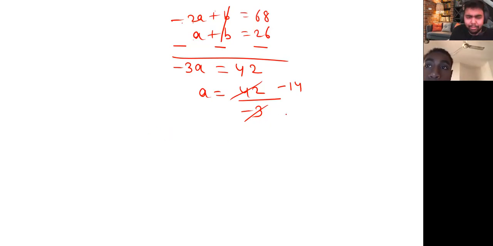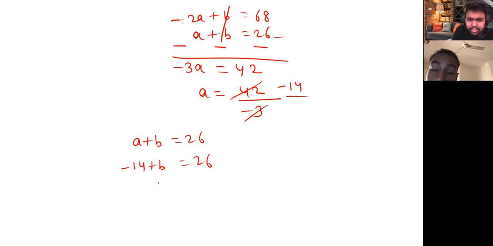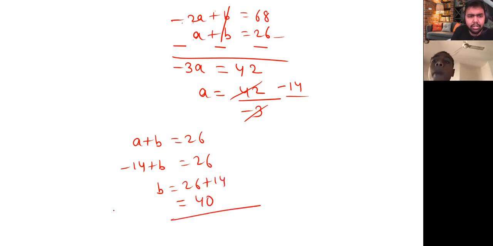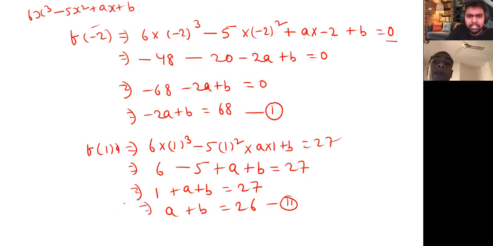Okay, is it clear? So now a is minus 14. Now find b. I am finding b with this equation. So a plus b was equal to 26. My a is equal to minus 14, plus b is equal to 26. So b would be equal to 26 plus 14. 26 plus 14 will give me 40. Okay. See the question?